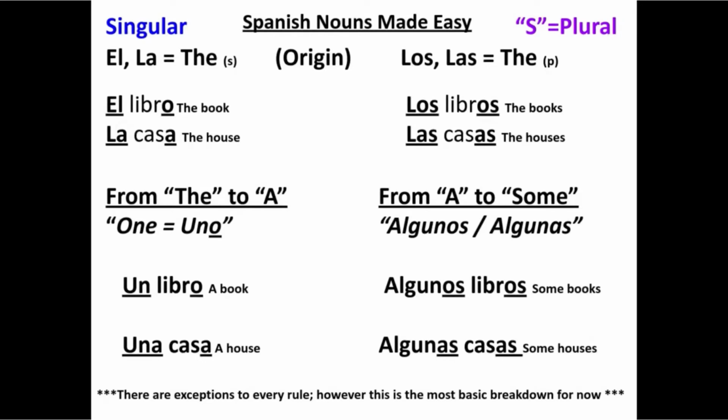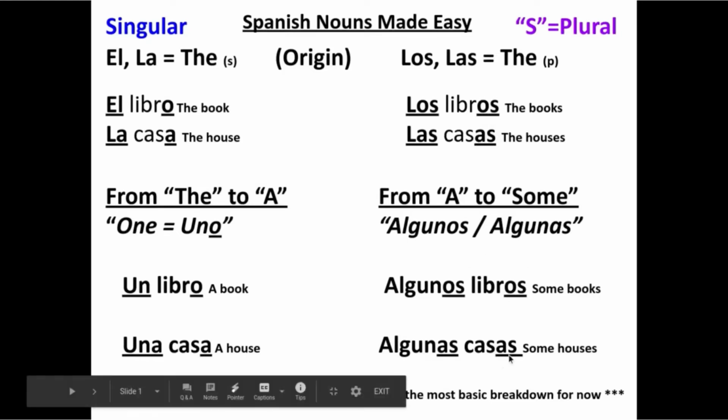And what's interesting about it is we have the letter S here, and you actually see the word uno in this word, which is pronounced as algunos or algunas. So algunos is going to go with words that begin with el or los. Algunas is going to go with words that begin with la or las. And you're going to balance it off on the end, just like you did with los libros, las casas, and it's going to become algunos libros, some books, or algunas casas.